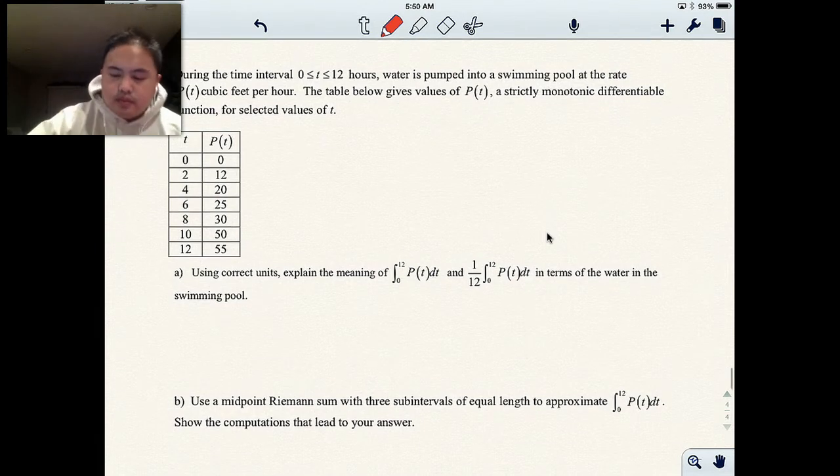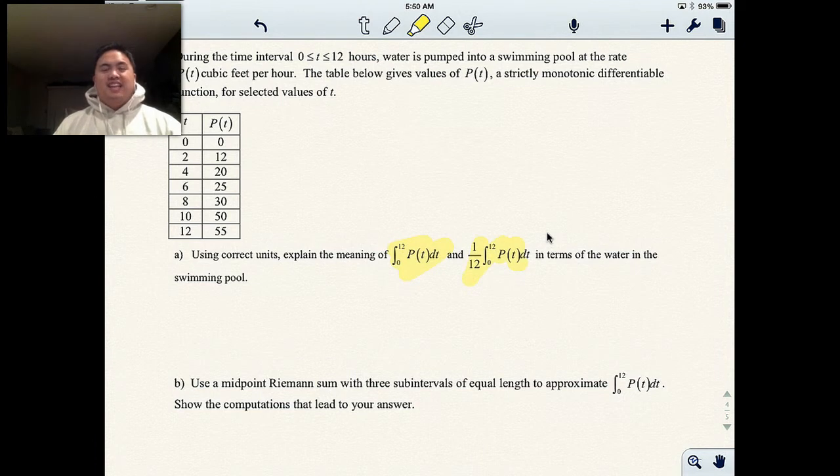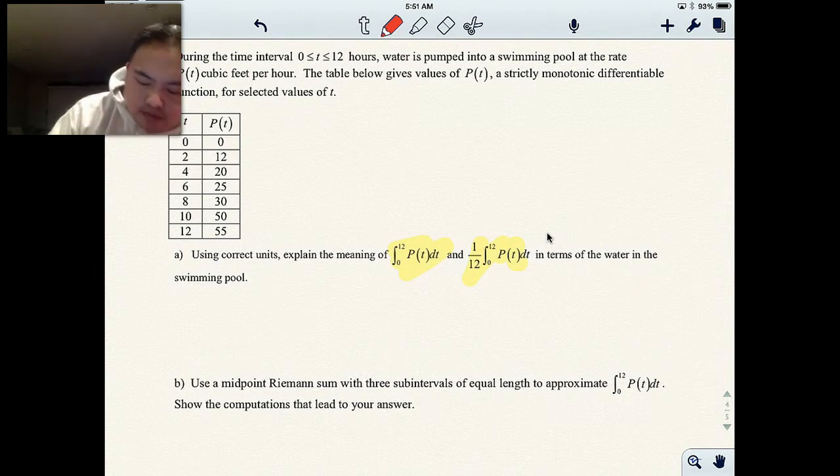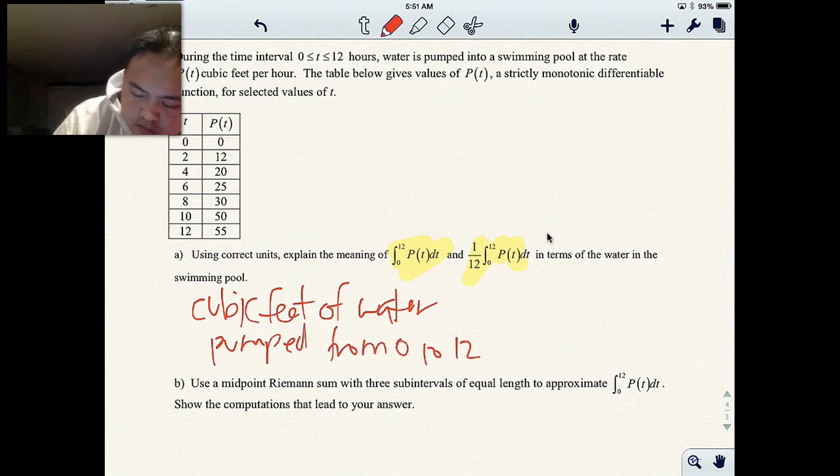All right. This problem says, using the correct units, what does this mean, and what does this mean? All right. Again, the antiderivative tells me the total number of something. So if I see 0 to 12, I'm finding out how many cubic feet of water I put in. So I'm going to do cubic feet of water pumped from 0 to 12.